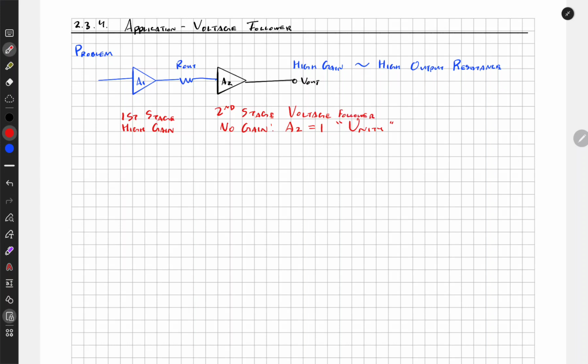That's what this second stage provides. Another name for this is buffer. You can imagine it doesn't amplify, it just exists for impedance transformation.